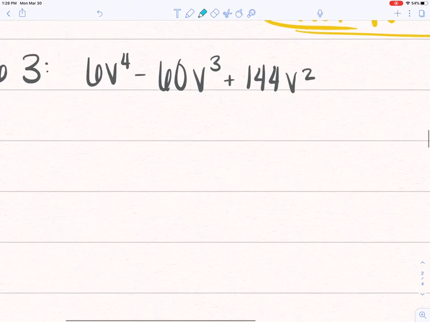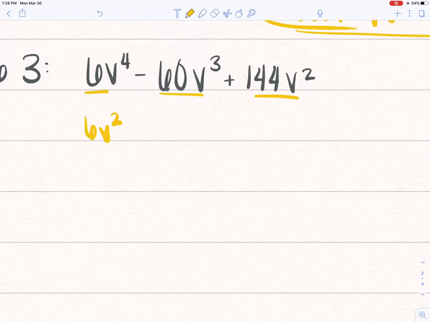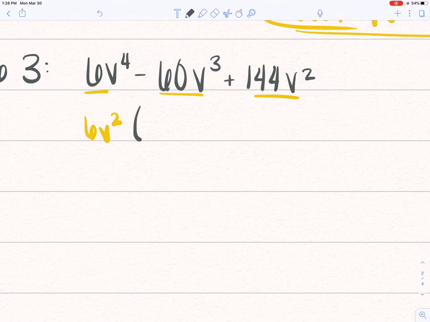So we're going back to 6.1 with the GCF. We're looking for what is the biggest thing that all 3 of these terms have in common. Well, I know that they have a v squared. And then I also see that they have a 6 in common. So now I'm going to factor that out. I'm going to divide it out. If you're struggling with that, go back to 6.1.